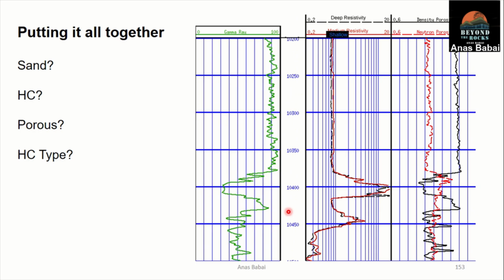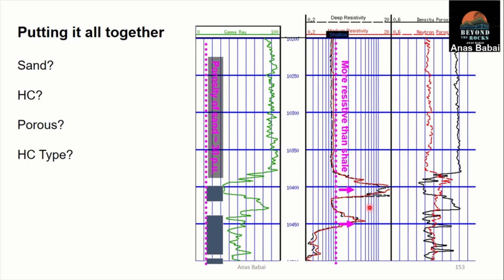Now let's put it all together. Sand zones, according to the gamma ray, we identify those two reservoirs. From the resistivity, we identify the zones of hydrocarbon. We have this shale, so any zone above shale is a zone of interest. So we have high resistivity in here, and we have another high resistivity in here.